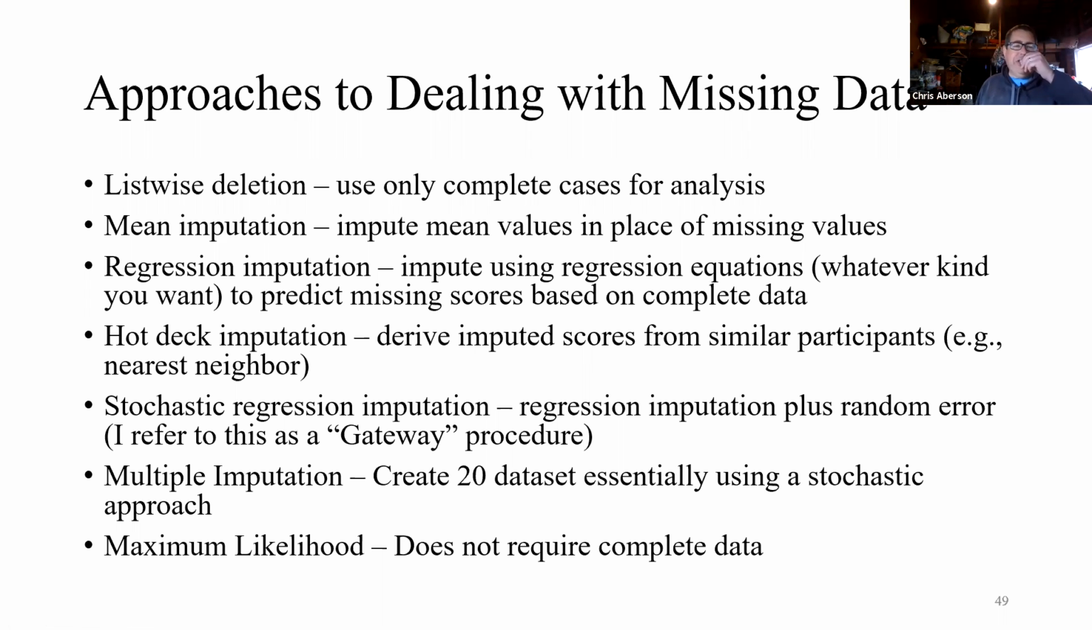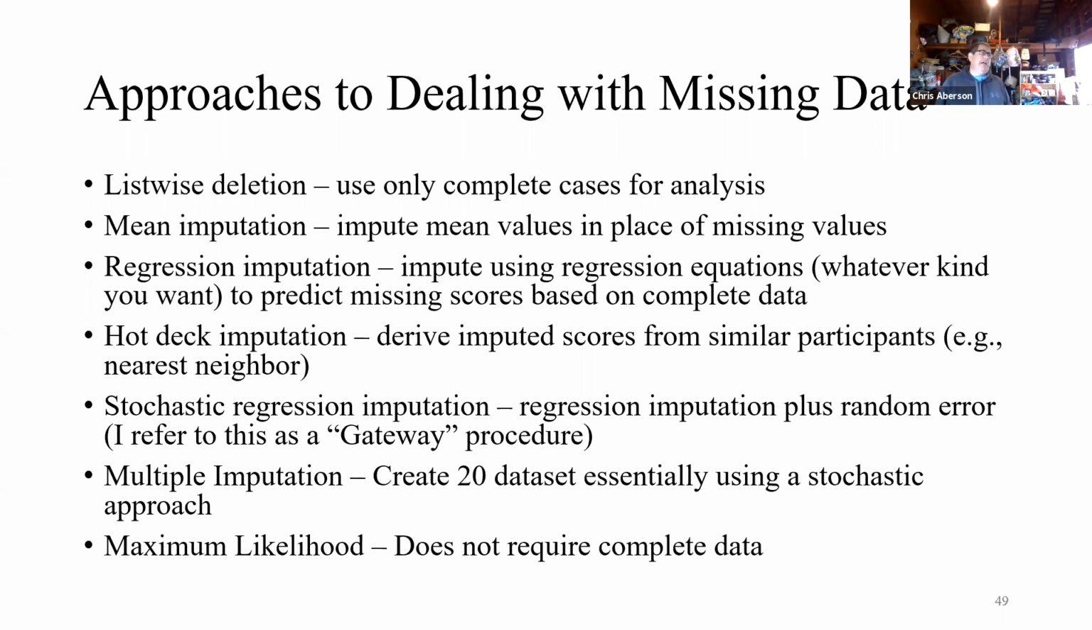A hot deck imputation, something I don't actually talk about later because the hot deck package stopped working or went away. Here we derive imputed scores from similar participants, also known as nearest neighbor. So we find whoever's the most like that person and assign them the score that that person had. Stochastic regression imputation. Regression imputation plus random error thrown in. That's what stochastic means. I refer to this as a gateway procedure because it starts to bridge the gap between these approaches and the next approach.